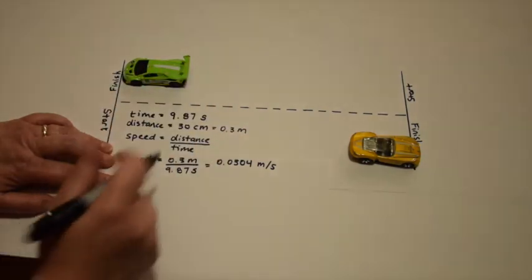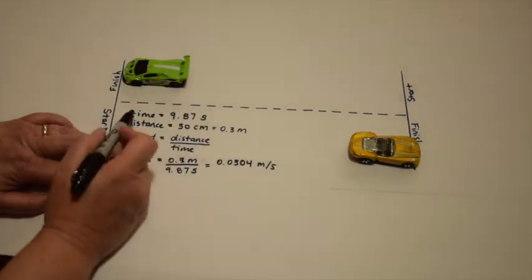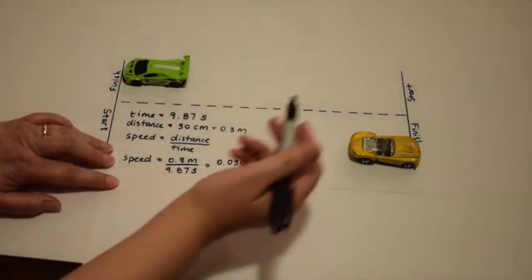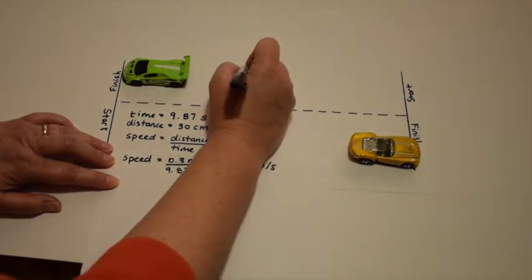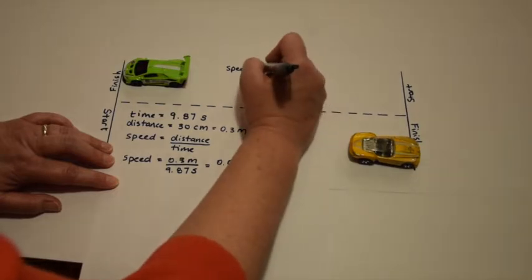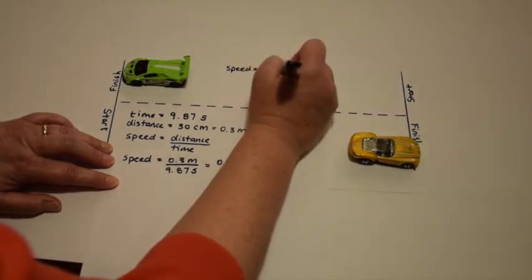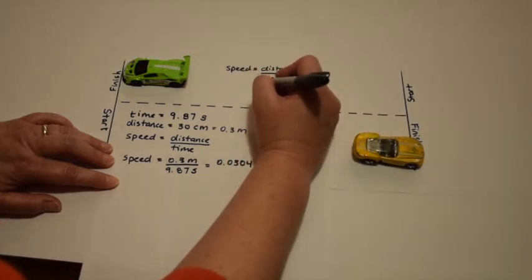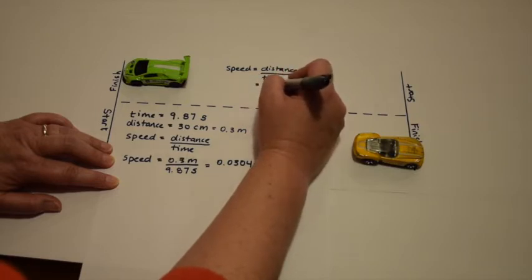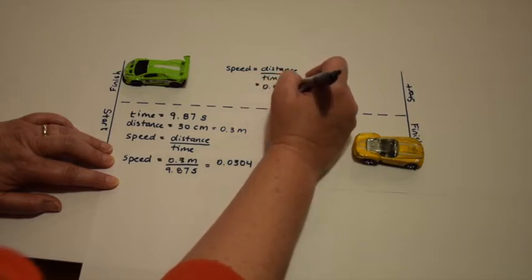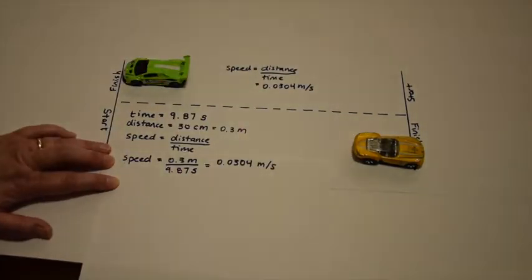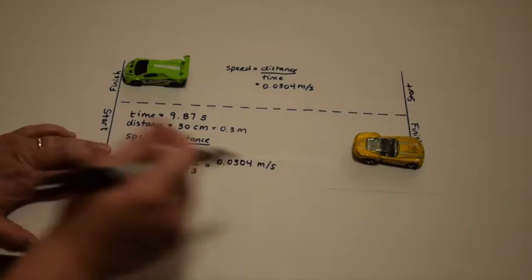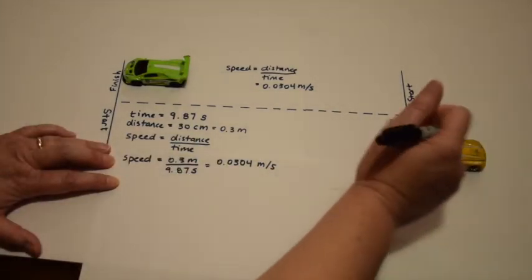The green car has the same time and the same distance. So for the green car, we have the speed is equal to distance over time. And it's also equal to 0.0304 meters per second. So they have the same speed, but they have different velocities. And let's see why that is, okay?